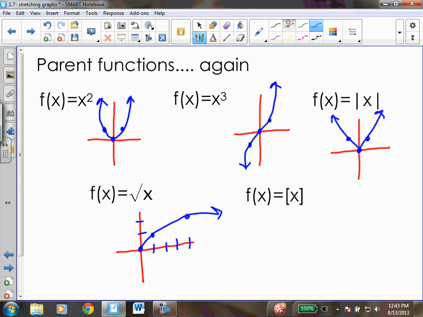And the final function that we need to consider is our step function, or our greatest integer function. This is the function that has both open and closed dots in it. And those are our parent functions. Again, make sure you have these memorized and you know how the parent functions work.